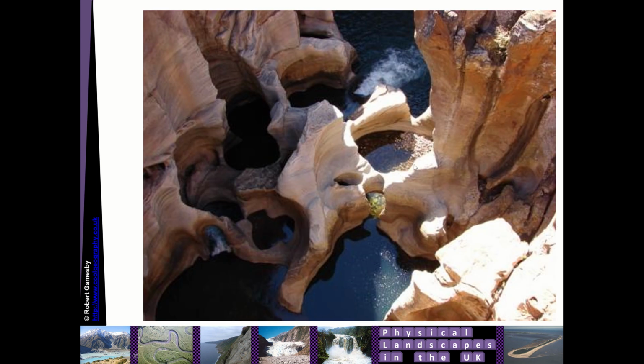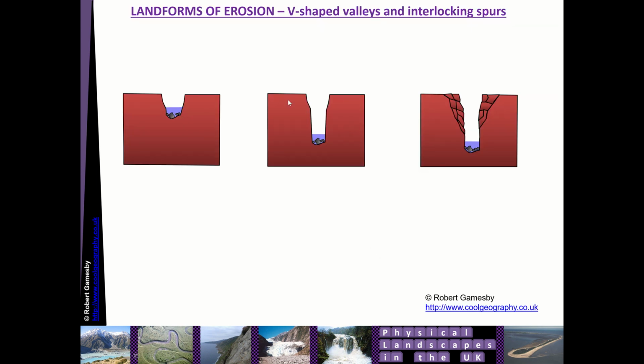Another feature you might see in waterfalls are potholes, so these rounded holes, and you can see the sediment in there. When the river water's running fast, it swirls the sediment around in the holes, and that over deepens them through the process of abrasion.